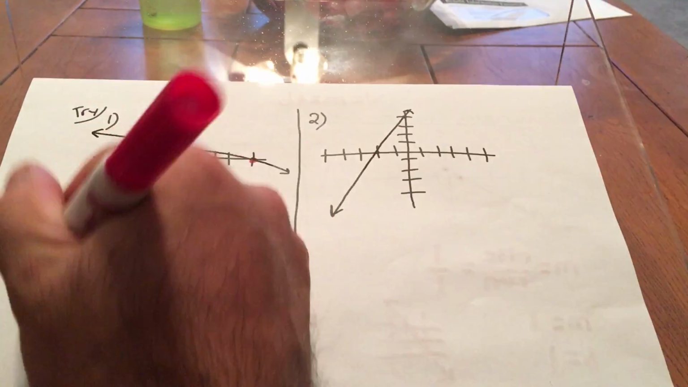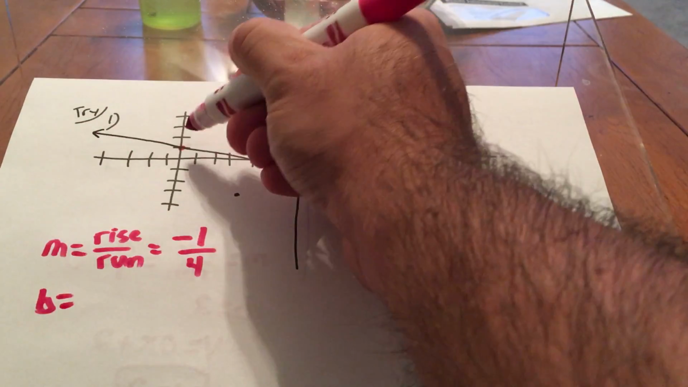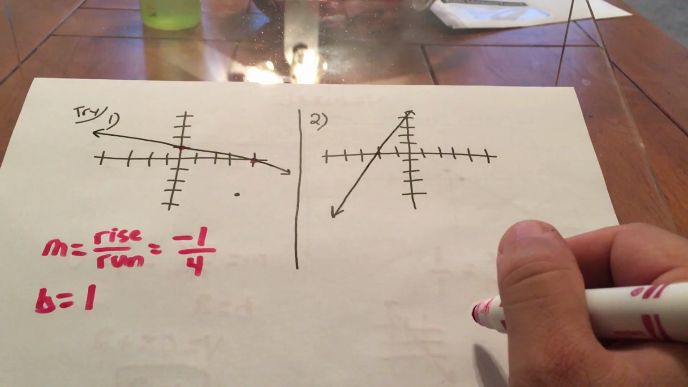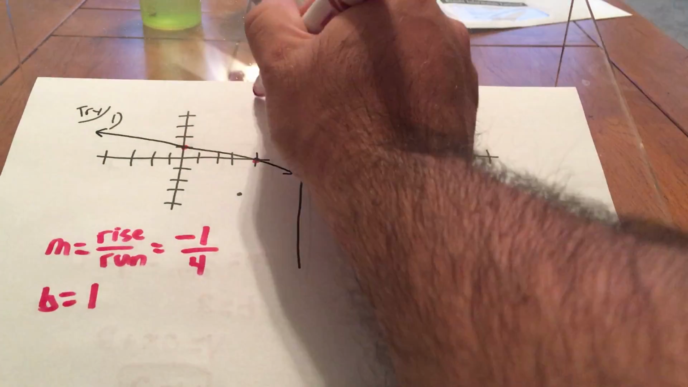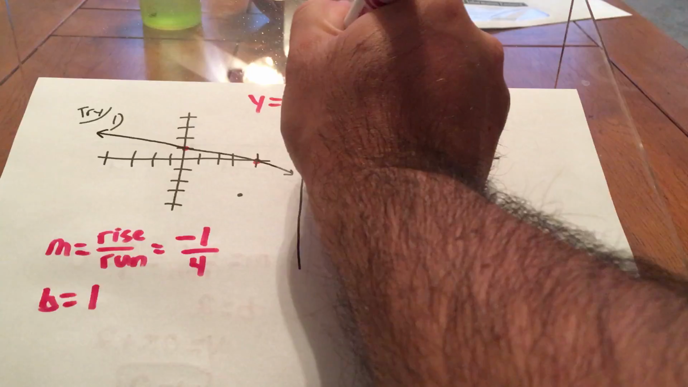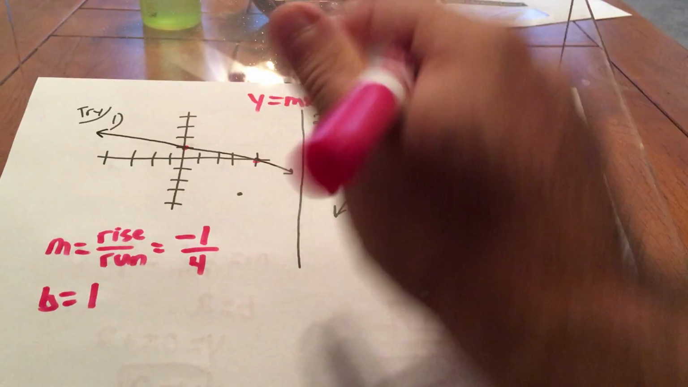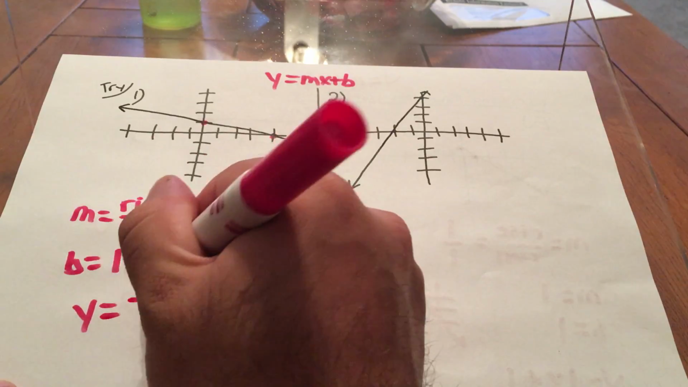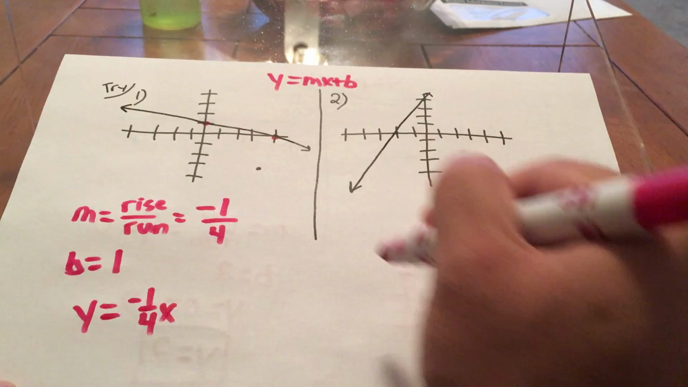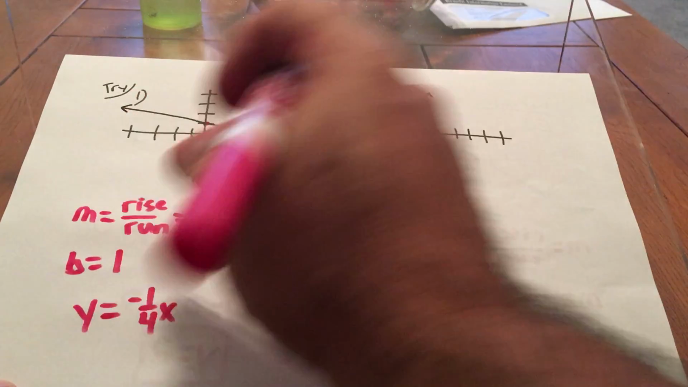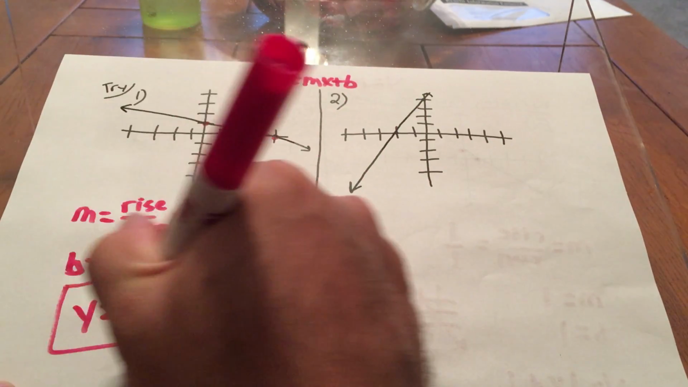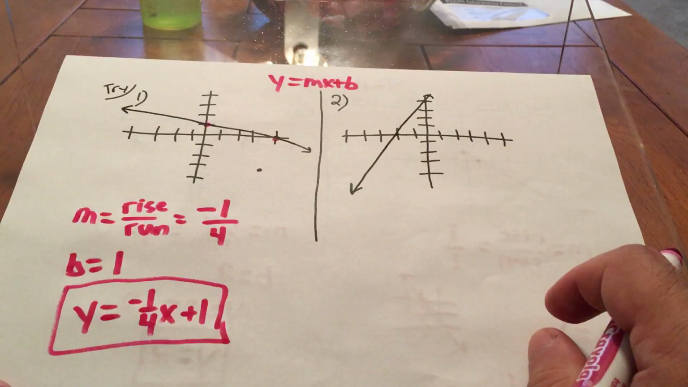Okay? Now my b is where it crosses the y-axis. So it's crossing here at y equal to 1. So b is equal to 1. And then we're going to plug it into this general form, y equals mx plus b. I lift out the m and put in what I found for m, which was negative 1/4. So that's negative 1/4 x. Lift out the b and put in what I found for b, positive 1. So my equation is negative 1/4 x plus 1.